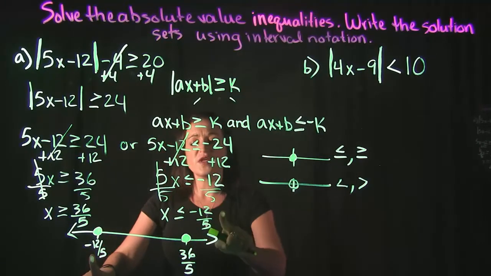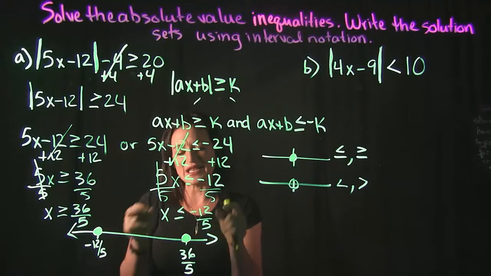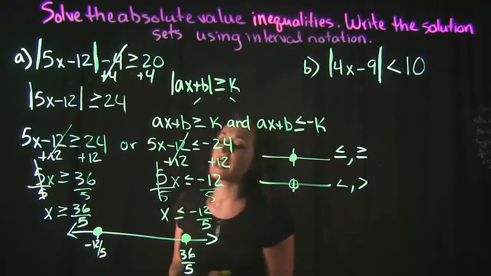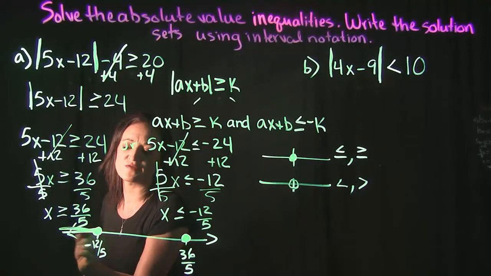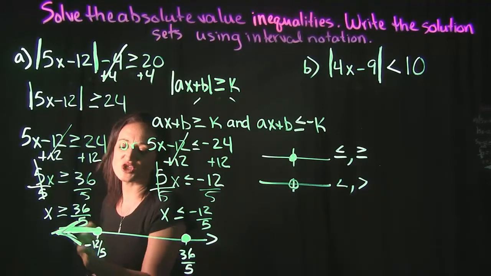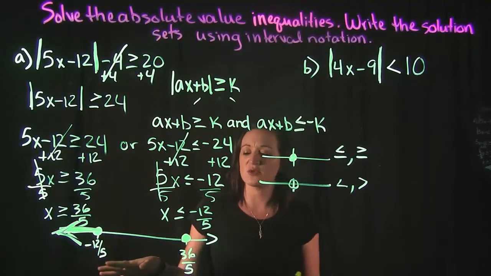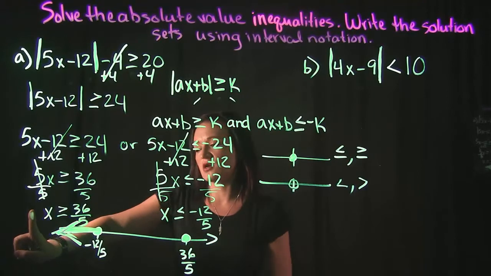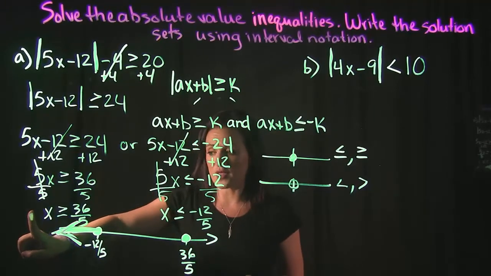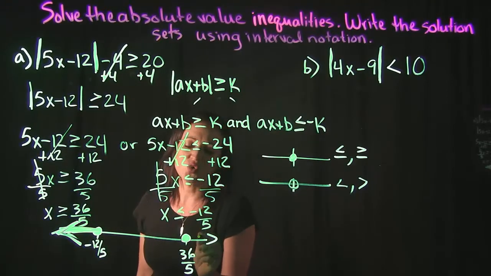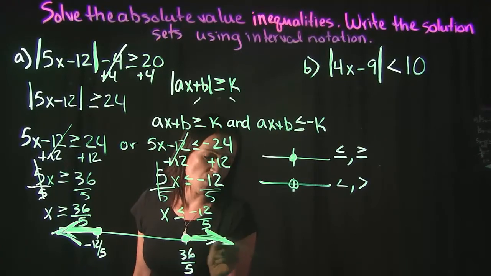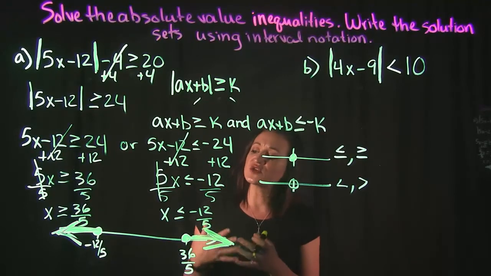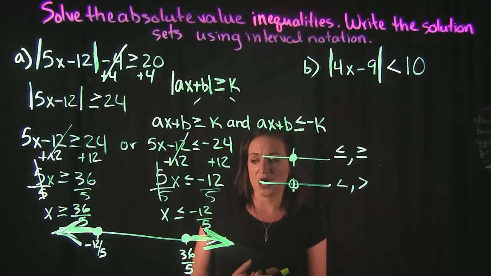For the negative 12/5, it says here that x is less than or equal to negative 12/5. If x is less than negative 12/5, it's smaller than negative 12/5, so it's everything to the left of it being shaded. For 36 over 5, we're taking a look at this one right over here. This says that x is greater than or equal to 36/5. Greater than is bigger than, is more than, so we want everything to the right of that. So this is what our number line would look like.